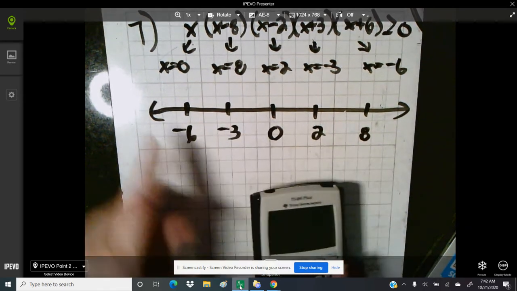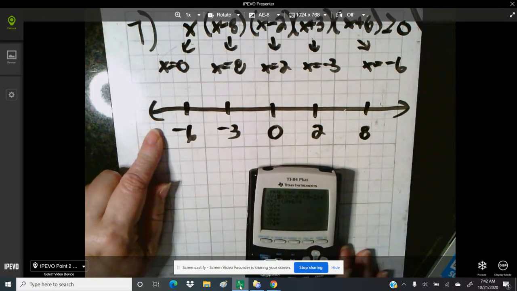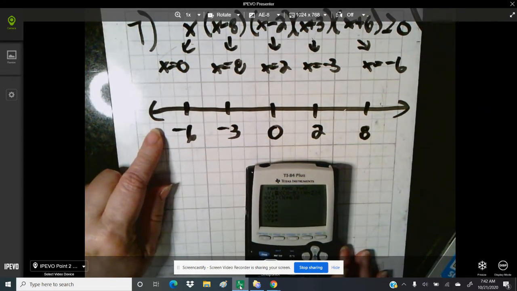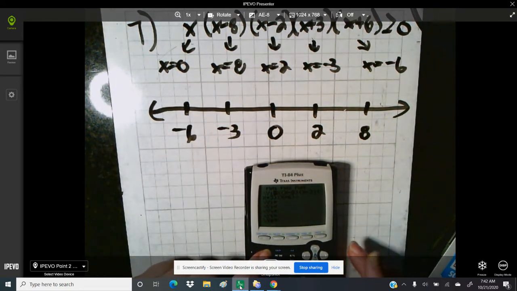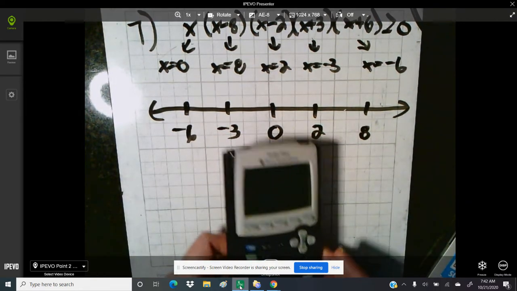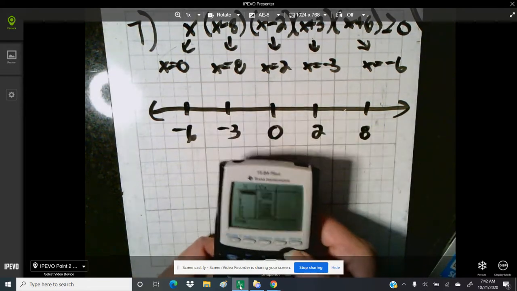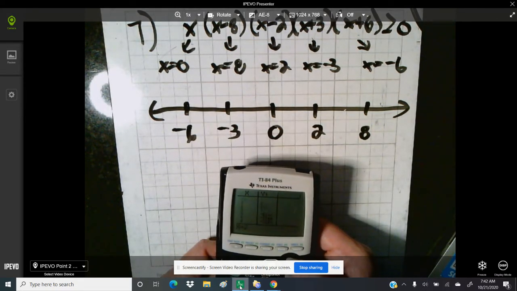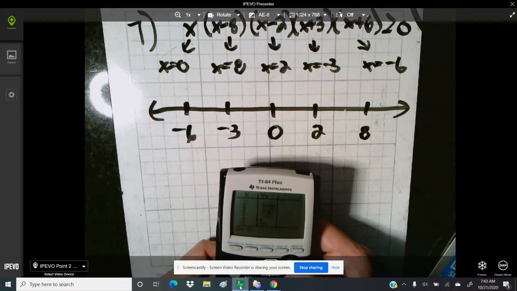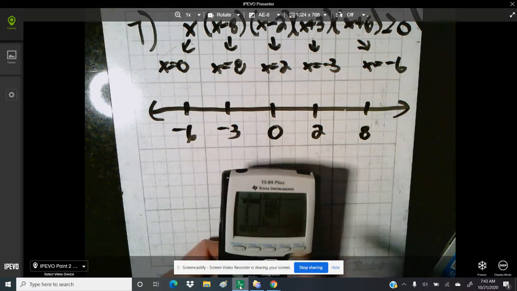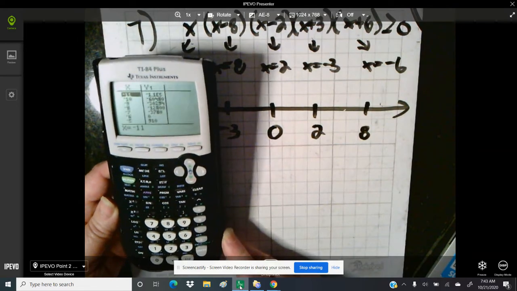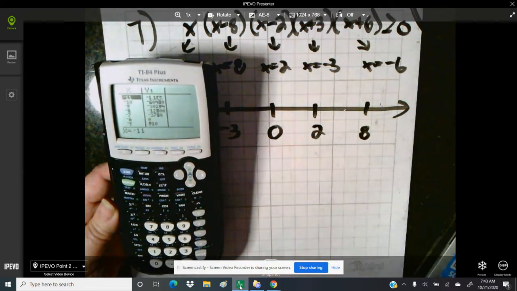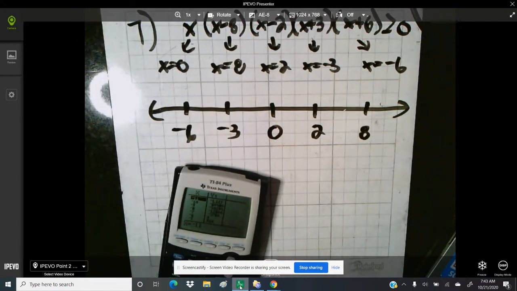Now, I want to pick a number that's down here. It doesn't really matter what I pick: -7, -10, -100. If I go to second table, it's going to give me a table of values, and I can scroll one way or the other until I get to my number. If you go from -7 on, you can see that all those numbers are negative. So I know in this area, it's going to be negative.